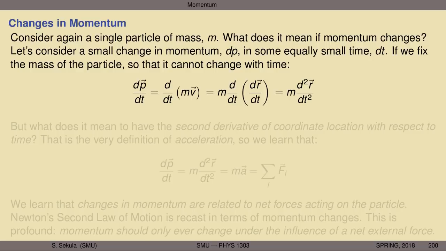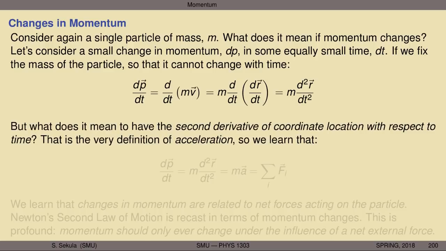Well, this is a wonderful tangle I've created for myself. What does it mean to have the second derivative of coordinate location with respect to time? Why, that's the very definition of acceleration. What I've written here is that the time rate of change of momentum is ultimately equal to mass times acceleration. The second derivative of position with respect to time is acceleration.